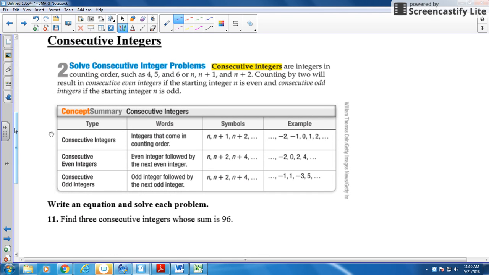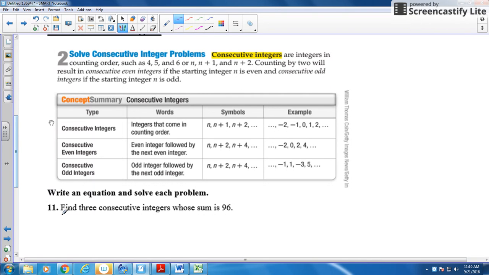Last but not least, I want to talk about consecutive integers, which we introduced in class today. So I'm not going to go over everything we talked about in class because this chart kind of sums it up right here. But I do want to show you a practice question. So in number 11 here, it says find 3 consecutive integers whose sum is 96.